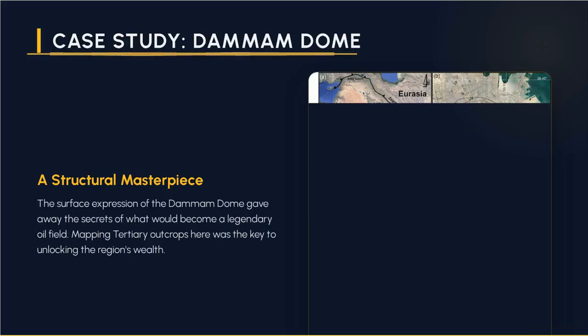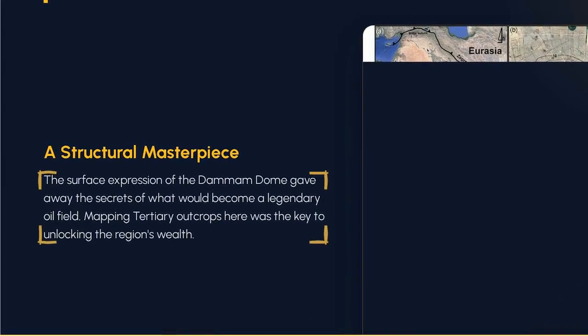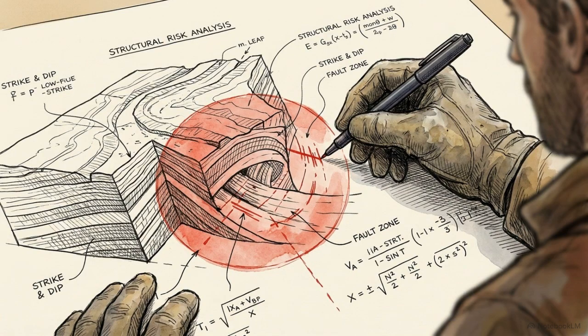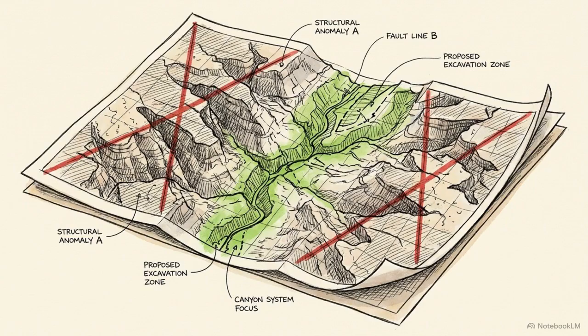The Dammam Dome serves as a case study for this approach. Mapping the surface structural expression here was the direct precursor to the development of a world-class oil field. The core economic imperative here is risk reduction. Surface mapping acts as a massive spatial filter, designed strictly to eliminate bad exploration bets before heavy spending begins.